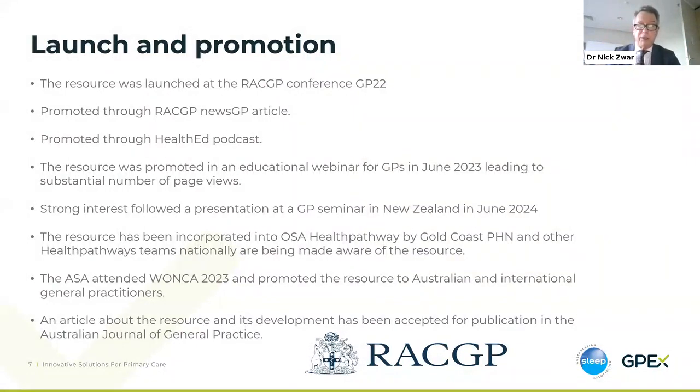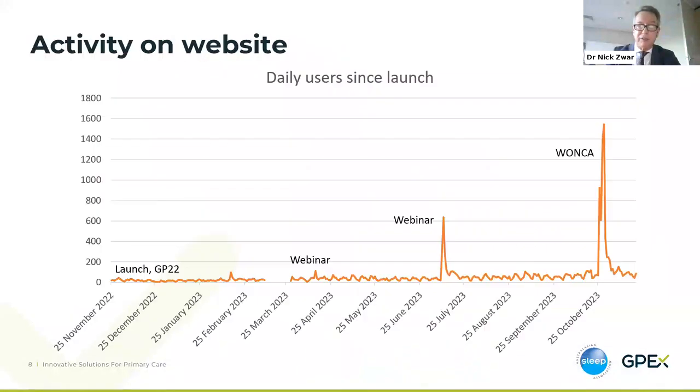And then Wonka 23, which some of you may have been to, it's promoted there. And there will be a series of articles, including one about the resource published in the Australian Journal of General Practice next year. And Alex will talk a bit more about that in the next section.